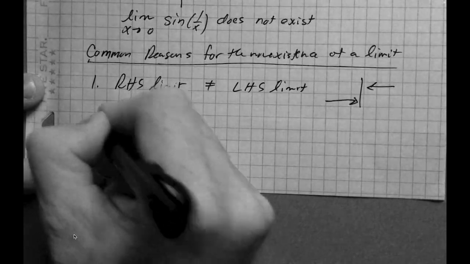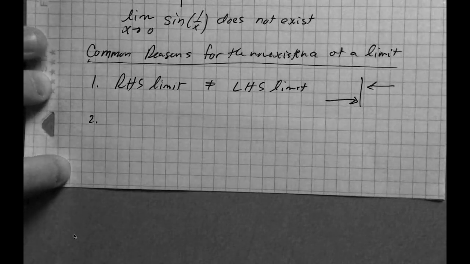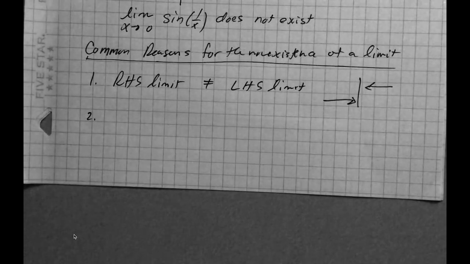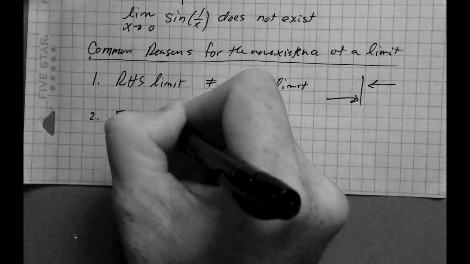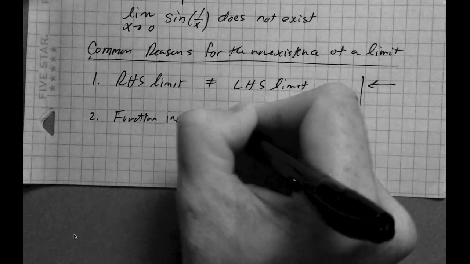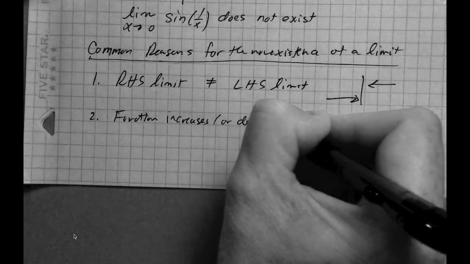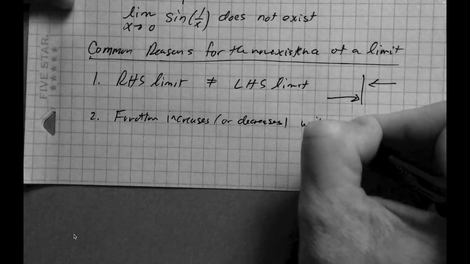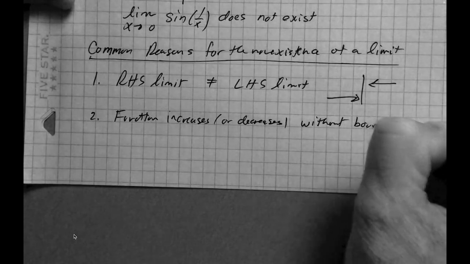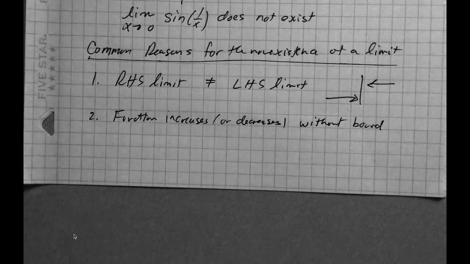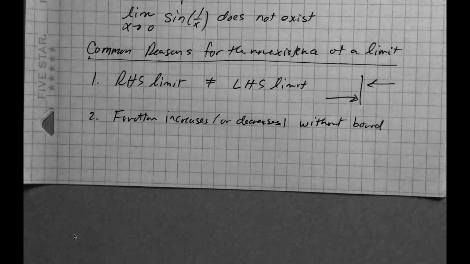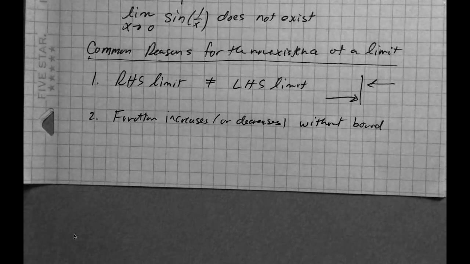The second big reason is that the function could potentially increase or decrease without bound. And that's just a fancy way of saying, look, the function heads off to infinity or conversely negative infinity. For that reason, we would say that the limit is not a real number, and technically you can't be a limit if you're not a real number. So that's the other one.